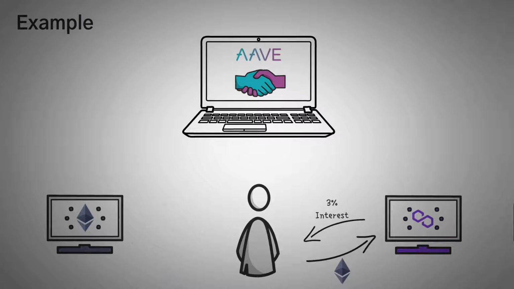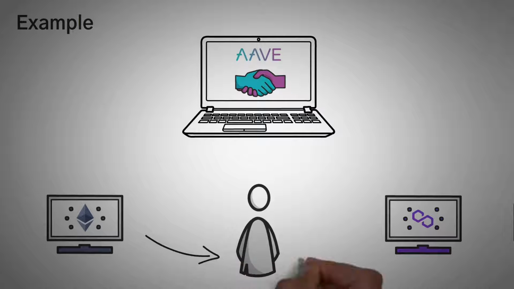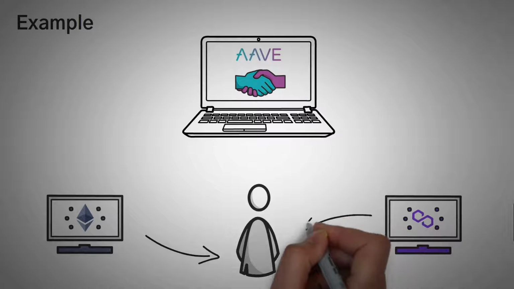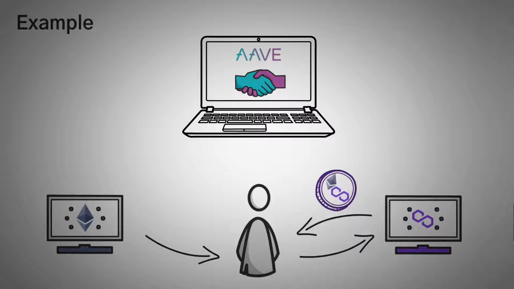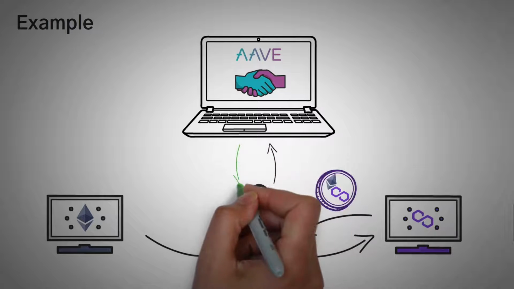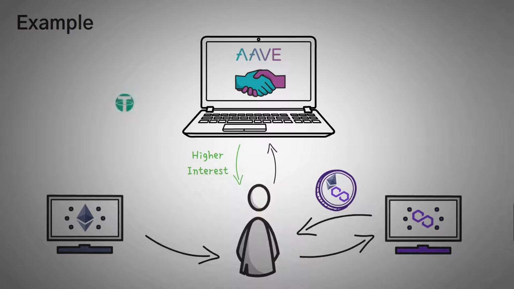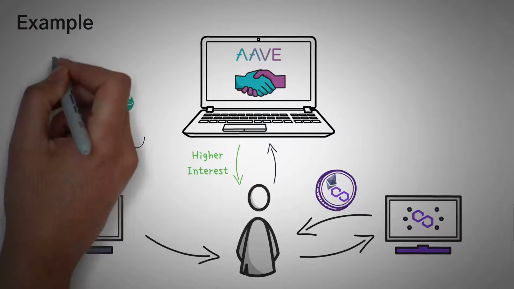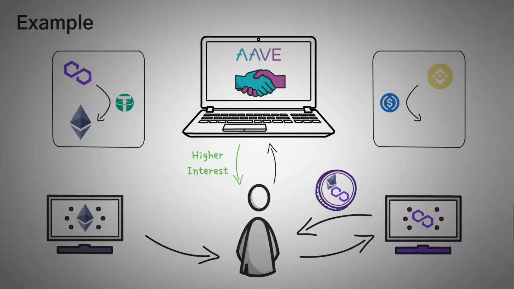So if I take my Ethereum on the Ethereum network and move it over to the Polygon network, I can get a Polygon representation of the Ethereum coin and then use it on Aave so that I can get higher interest. Or maybe I want to move my Tether from Polygon to Ethereum, or maybe I want to move my USDC from BSC to Polygon. All of these cross-network transfers can be performed through a blockchain bridge.